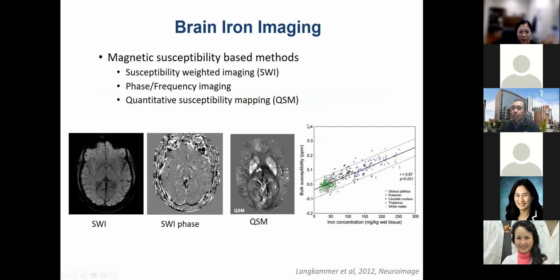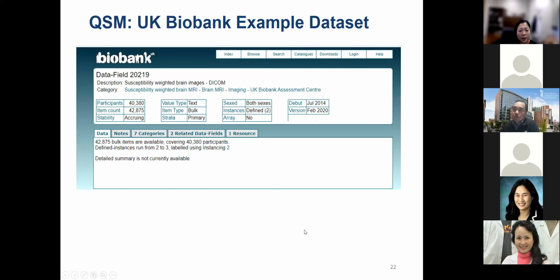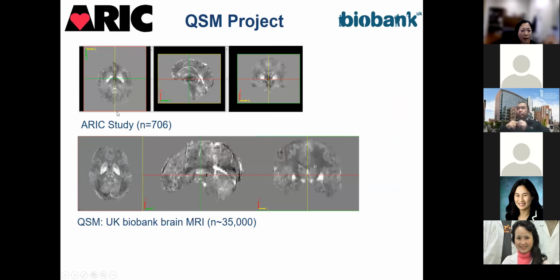And this is another imaging technique we call brain iron imaging. We have one particular method called QSM. We can look at brain iron, and the iron concentration is nicely correlated with ex vivo tissue. And we apply this technique to two populations, ARIC and the UK Biobank. In ARIC we have 700 participants acquired with this technique, and UK Biobank around 35,000.